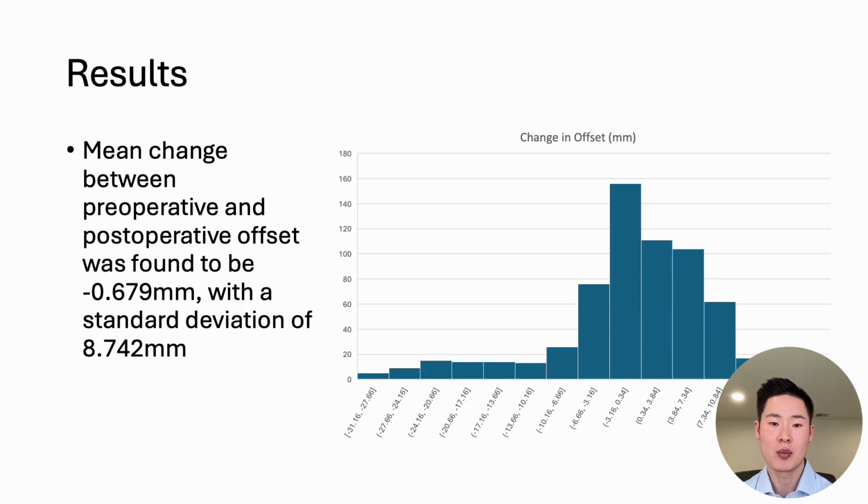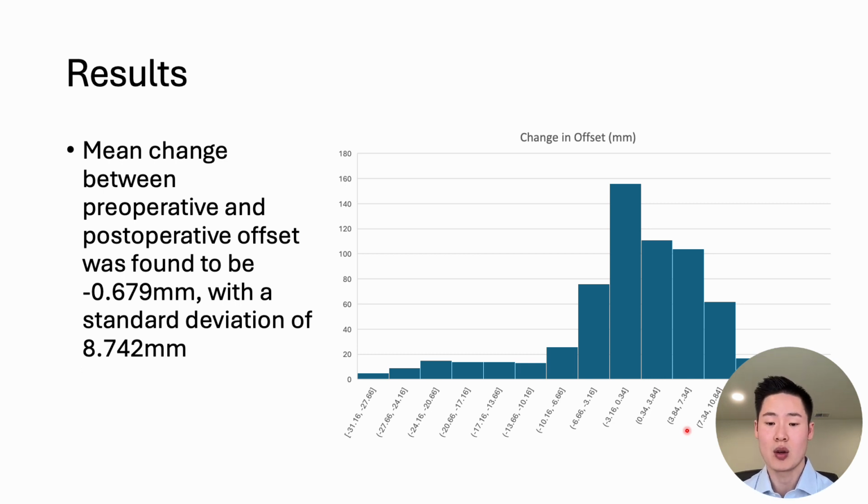Looking at the change in offset between preoperative and postoperative offsets, we found the mean change to be negative 0.679 millimeters with a standard deviation of 8.742 millimeters. Looking at the histogram here on the right, we can see that the vast majority of patients had a change in their offset between negative 6.66 millimeters and 7.34 millimeters. Essentially what this means is that the vast majority of patients had a change in offset between a decrease of 6.66 millimeters and an increase of 7.34 millimeters.